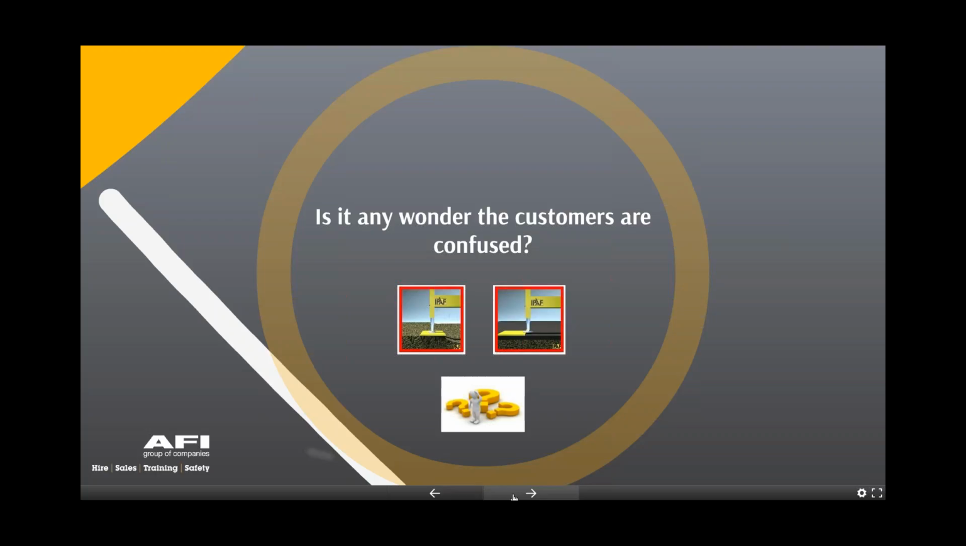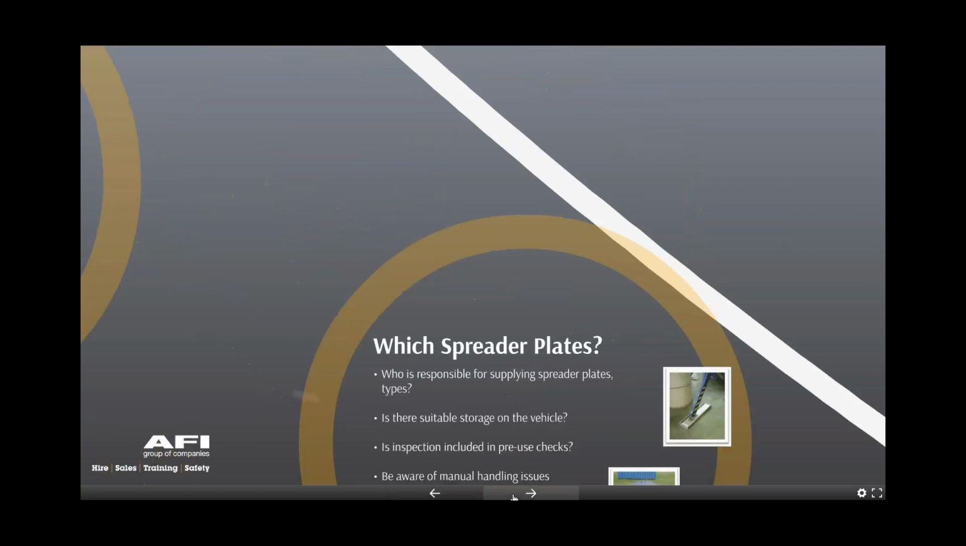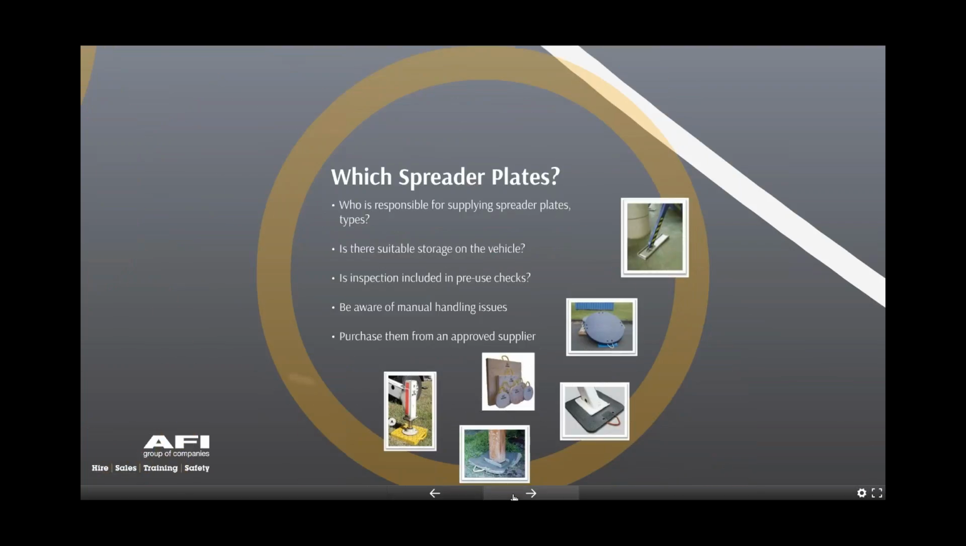So terms and conditions, very, very important that you understand what you're signing up to. So spreader pads, who's responsible for supplying them? There's a number of proprietary systems out there, made from various materials now: plastic, wood, nylon, polythene, polypropylene. They're going to be supplied in a range of sizes from 800 mil to 1500 millimeters, and diameters from 400 mil to 1200 millimeters. Thickness-wise, generally speaking, up to about 100 mil.